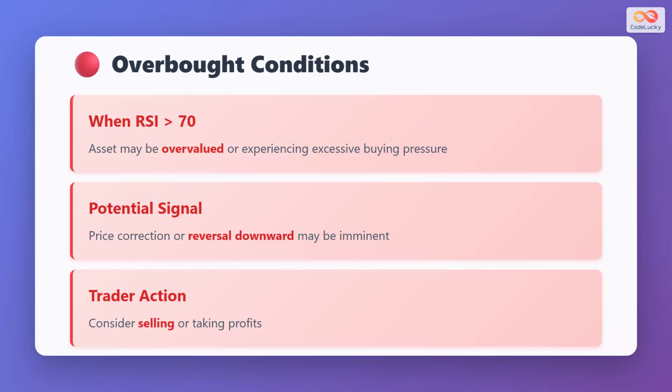When RSI rises above 70, the asset is considered overbought. This suggests the asset may be overvalued or experiencing excessive buying pressure. An overbought condition often signals that a price correction or downward reversal may be imminent. Traders typically interpret this as a potential opportunity to sell or take profits on their existing positions.